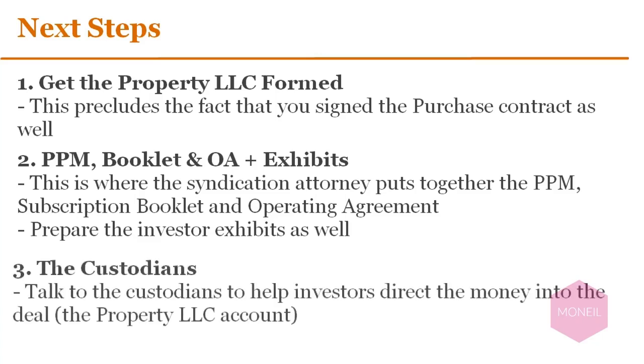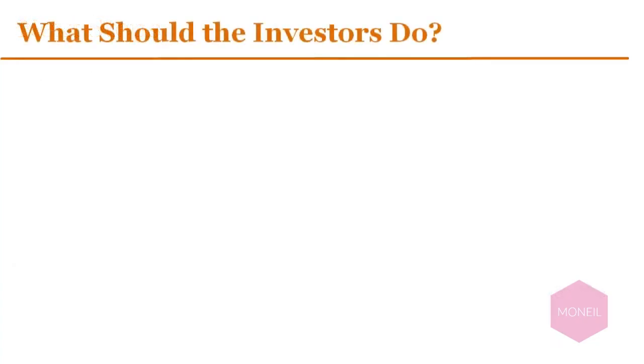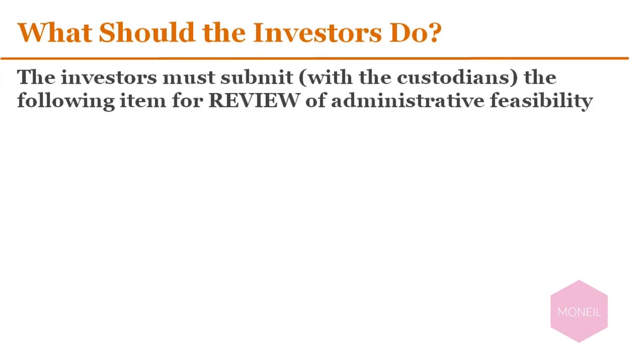Now comes the time to talk to these custodial institutions to help the investor direct their money into your deal, into your investment, into your LLC. So there are several things to be done. To invest in an LLC with funds from the trust account, the investor must submit the following items to begin the review for administrative feasibility. So the custodian accounts actually look into all these different things to make sure it's a viable investment. So they are the watchdogs.